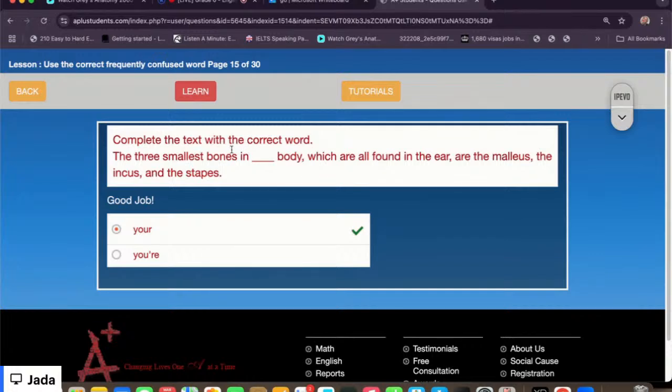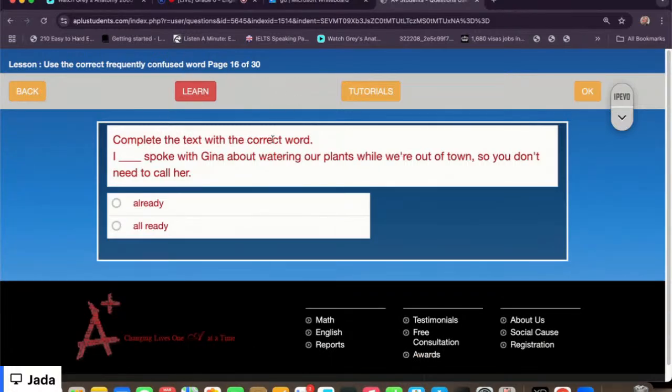Okay, so that's it for a lesson on the frequently confused words. You can complete this if you haven't done it before. But before we finish, can you tell me, do you have any questions or not?